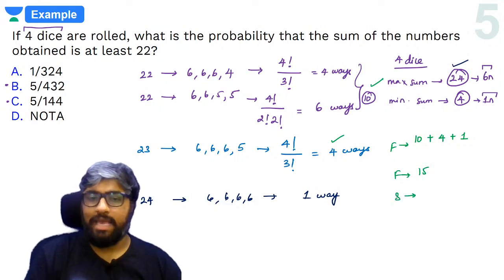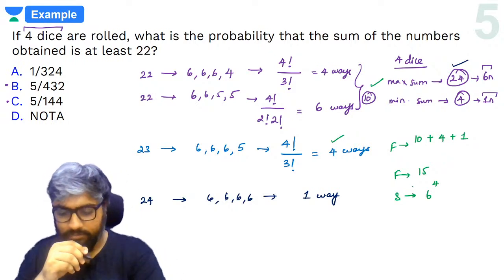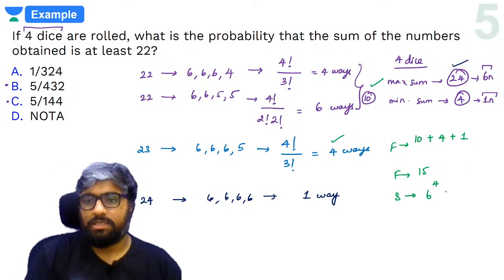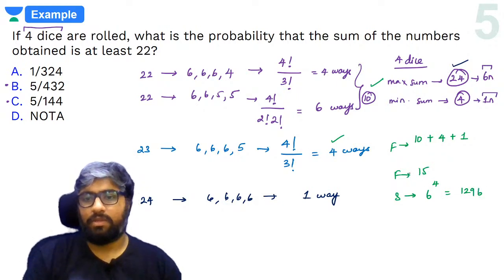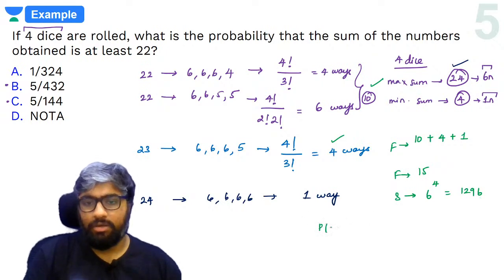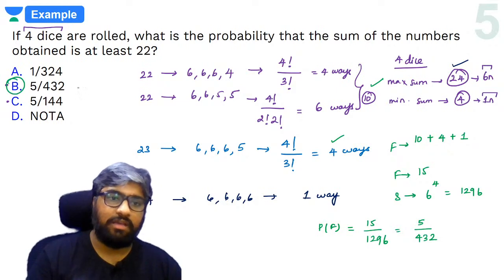What is S here? What is the sample space? How many dice are rolled? 4. That means 6 power 4 is the base. So how much does this become? This is 1296. This is 15. So our probability of getting F, that is the sum being at least 22, is how much? 15 by 1296, which is nothing but 5 by 432, dividing with 3. So what's my answer? Option B, 5 by 432.